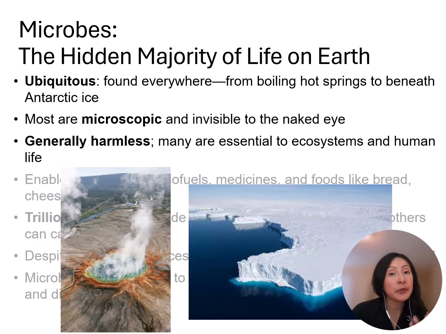So microbes are ubiquitous. That means found everywhere. And they can be found in Yellowstone, like these hot springs on the left, all the way to underneath the Antarctic ice, like this shown on the right. Most of them we can't see with the naked eye. So they're called microorganisms or microbes because we need microscopes to be able to see them.